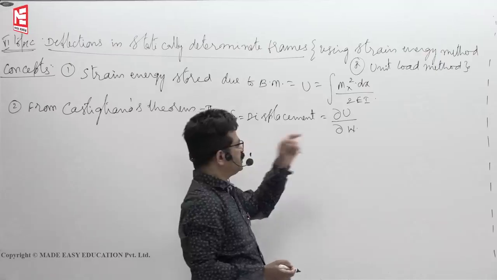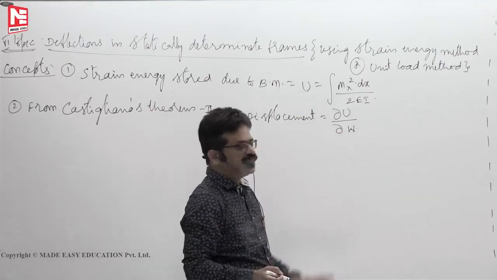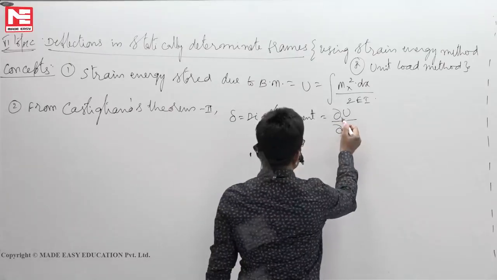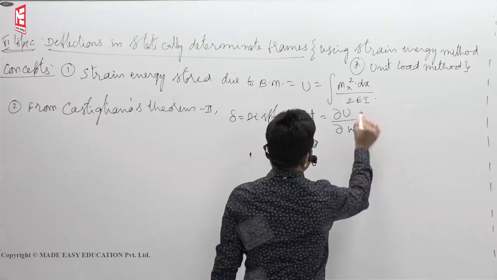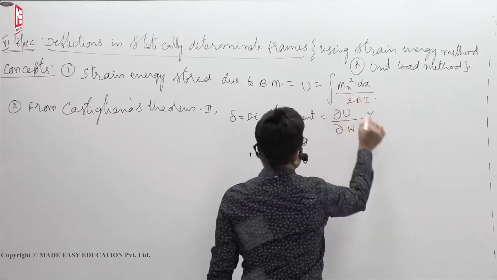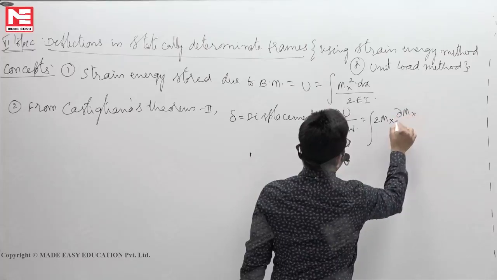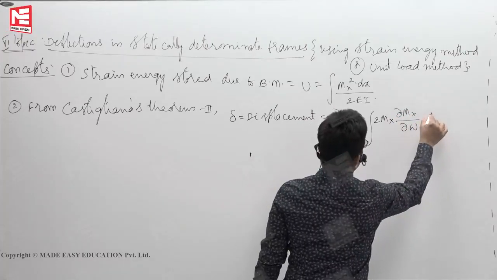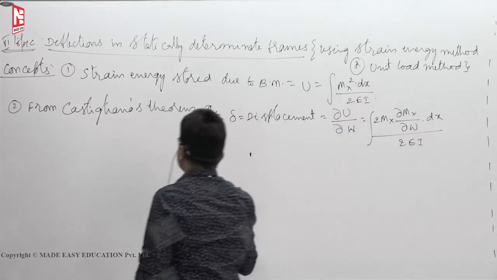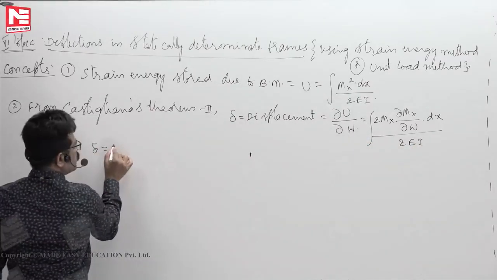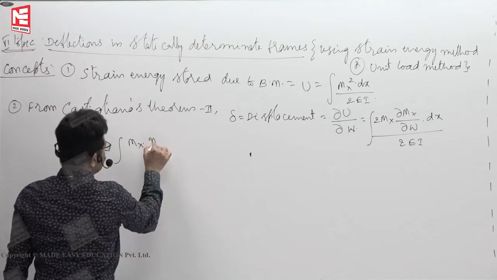So like that, if load is there, fine. Otherwise, some other load W whose magnitude is 0. So ∂U/∂W, displacement at any section. So first derivative of energy, if I take this one in Mx² means 2Mx into ∂Mx/∂W into dx by 2EI. This we write as delta is equal to, 2 cancels out, Mx, ∂Mx/∂W.